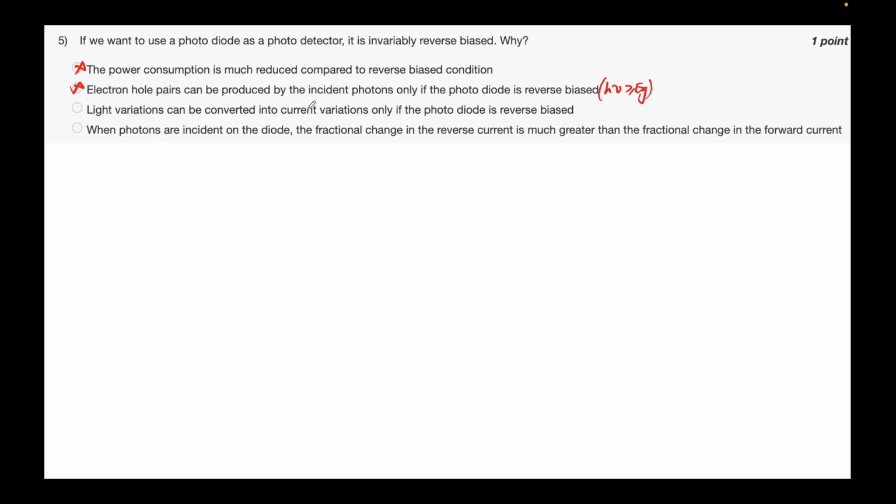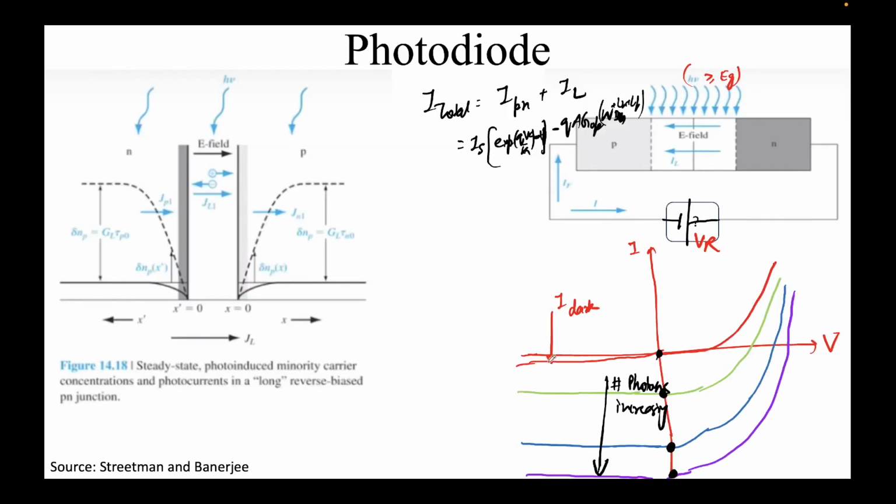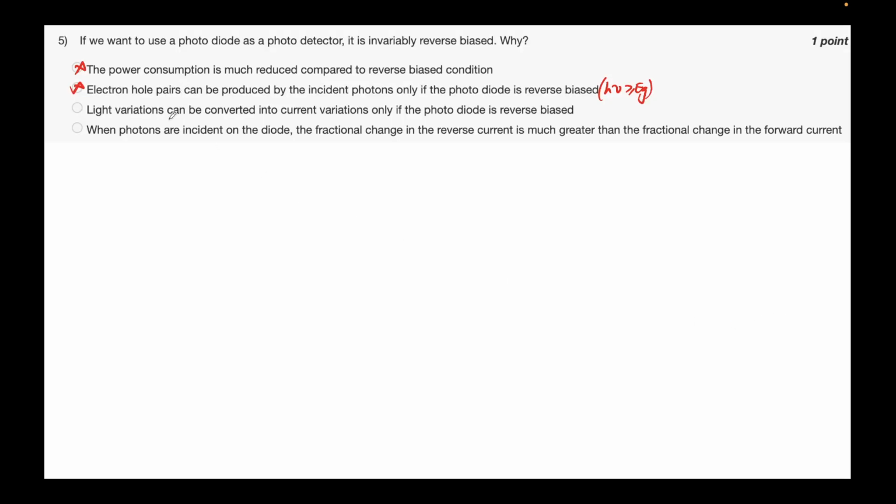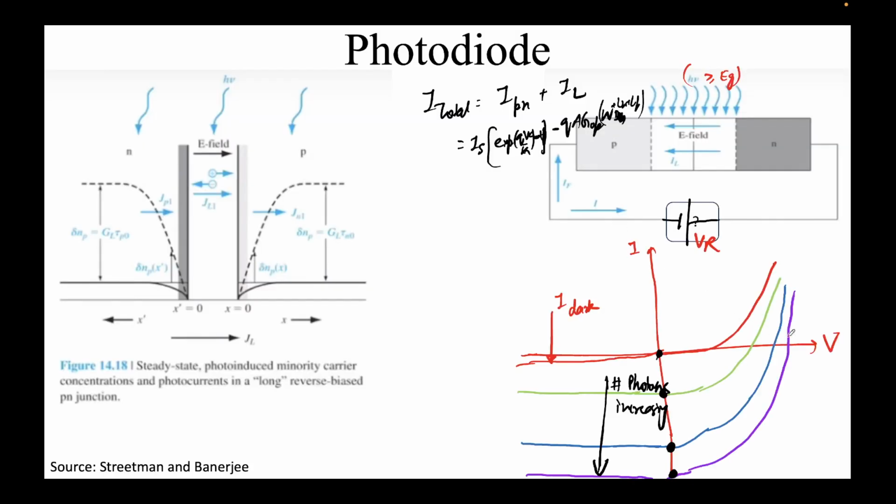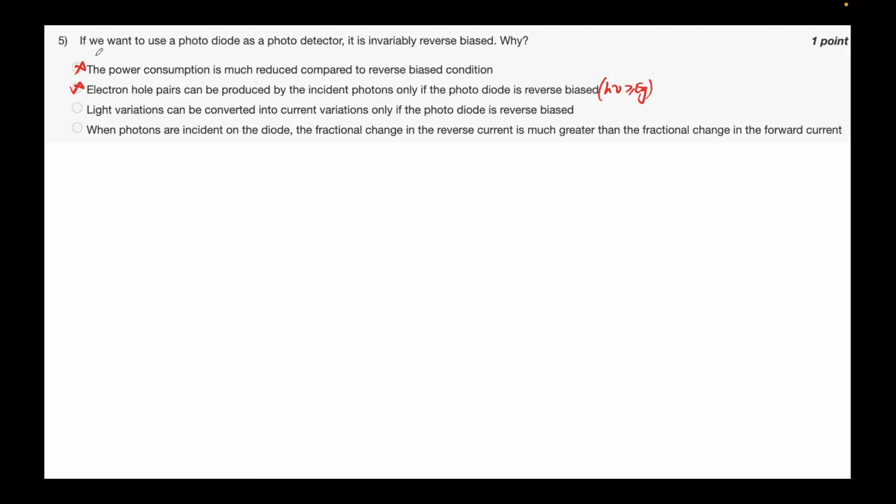Third option: light variations can be converted into current variations only if the photodiode is reverse biased. By light variation they mean this: red, then green, blue and then violet. This is the photon variation. You can see it's changing the current. Current is being changed here also. So the claim that this happens only if the photodiode is reverse biased is not true. Even in forward bias you see the variations. It's just that when you put it numerically, that this much percentage has changed, it is difficult to deconvolute. Here it's much more straightforward. So this is incorrect; in forward bias you also see the current variations.